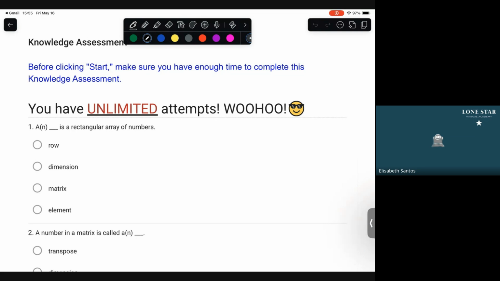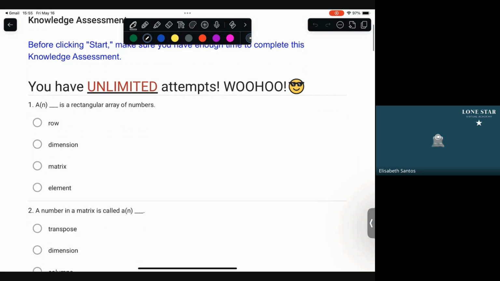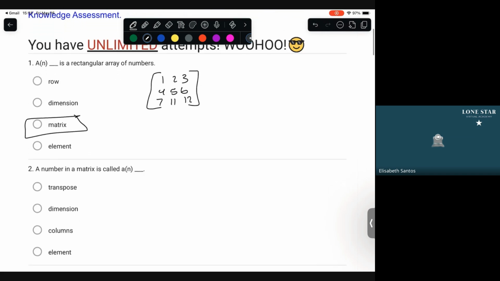So this is Unit 3KA. Okay, so a matrix is a rectangular array of numbers. Okay, and what that looks like is something like this. It just has numbers in it. Okay, a number in the matrix is called an element. So those numbers, like that number 7, are called an element.